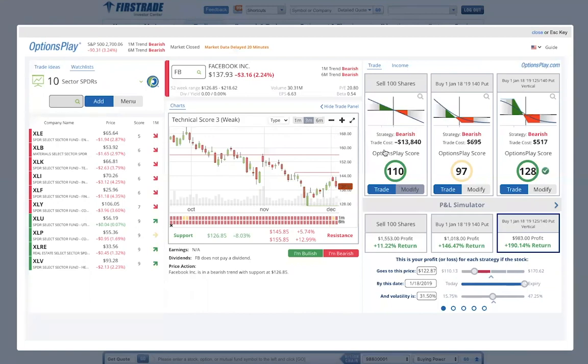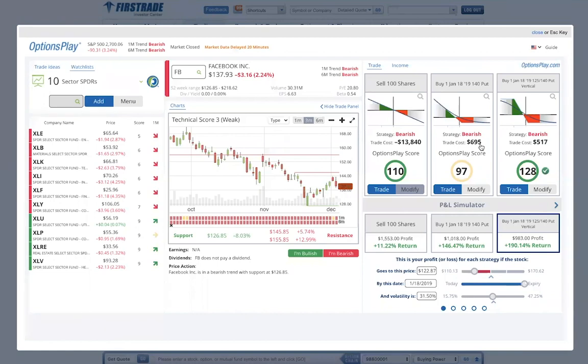So what I have as an example here is shorting the stock. Shorting the stock gives you downside exposure versus buying a put option. I just want to put some numbers behind it. Facebook's trading at 137. To short that stock, you'd have to post a fair amount of margin to do so, but you can buy a put option for just $695.